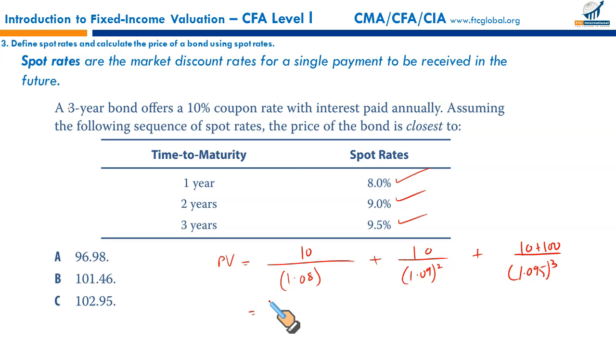If you do the computations, it will be $9.26 plus 8.42 plus $83.78. So this will give you the price of the bond to be $101.46, and that's B. So this is how you can find the price of the bond using spot rates.